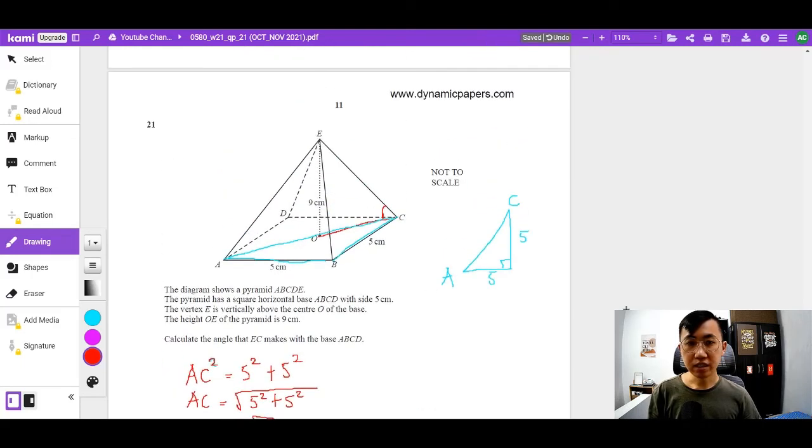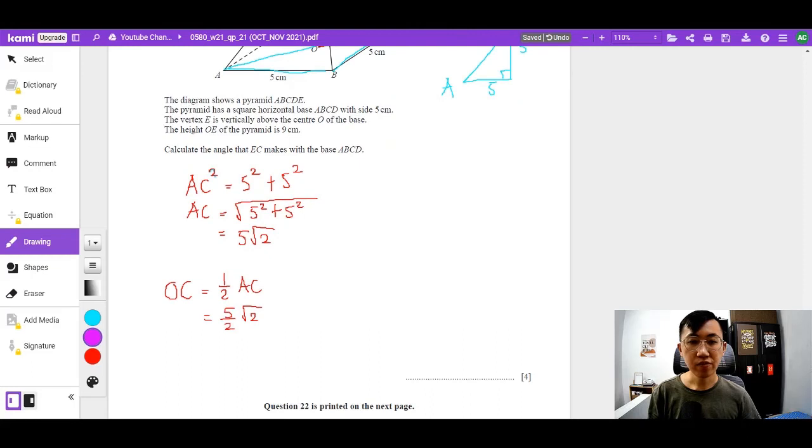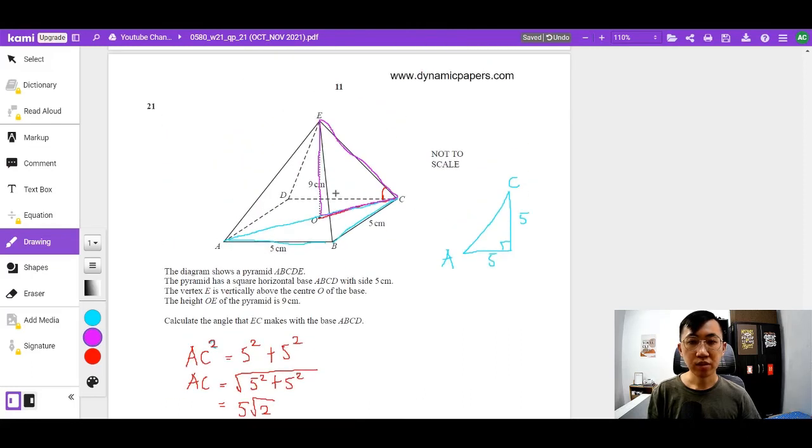Alright, let's proceed to do this triangle. If you can observe, I am going to use this color now. Observe EOC, E, O, and C. Previously, you already found out the length of OC. So if I were to label the diagram, 5 over 2 square root 2, okay? You are going to use your trigonometry here. So you have opposite, adjacent is this.